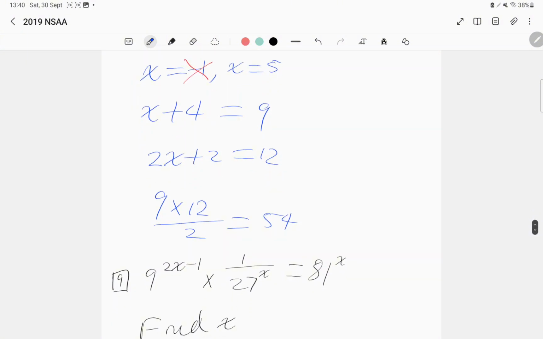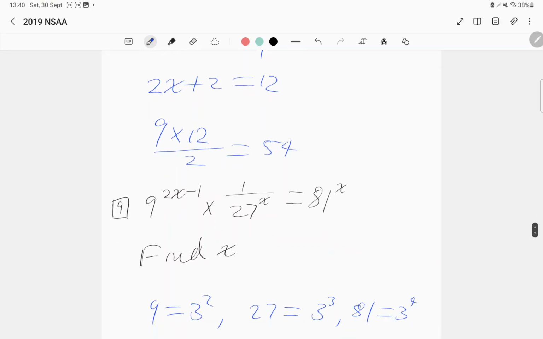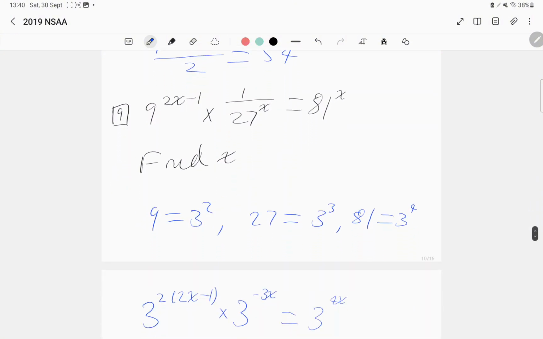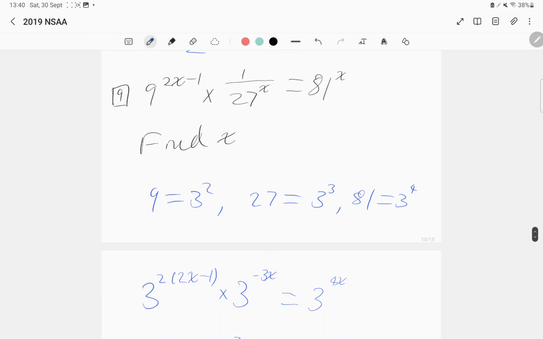Let's move on to question 9. 9^(2x-1) times 1 over 27^x equals 81^x. Find x. The first thing to do is to express everything in terms of 3. So 9 equals 3², 27 equals 3³, and 81 equals 3⁴.